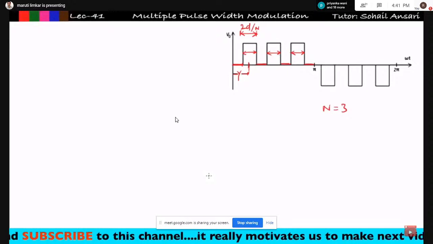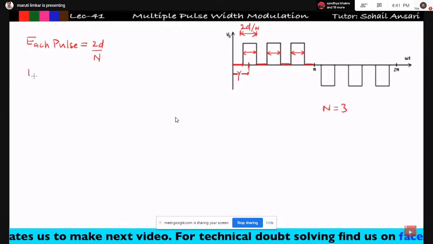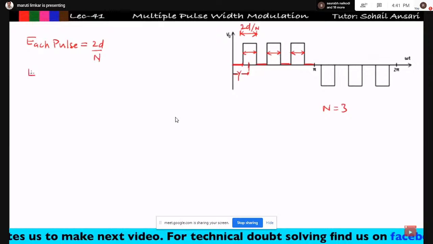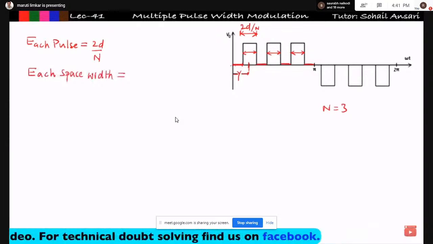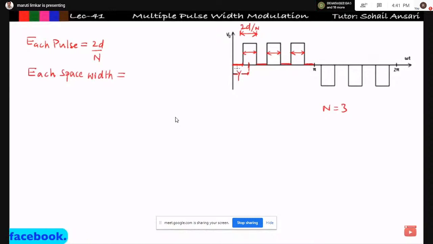So each pulse width is equal to 2D upon n. In the same way, I can find each space width. The space widths are all equal. See here, this is my gamma, and half of the pulse width is D by n. So gamma minus D by n will give me each space width. Now my aim is to find the value of this gamma. So how will I find it?